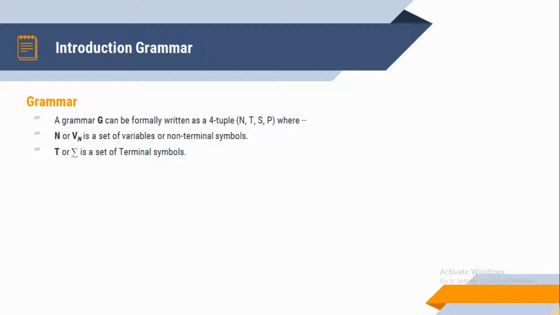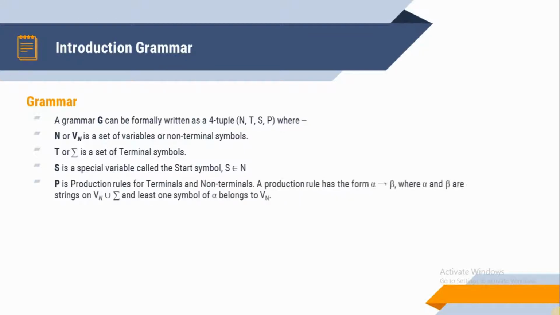T or sigma is a set of terminal symbols, and S is a special variable called the start symbol, where S belongs to N, meaning non-terminal symbols. P is the production rules for terminal symbols and non-terminal symbols. A production rule has the form alpha derives beta, where alpha and beta are strings on V of N union sigma, meaning non-terminal union terminal symbols.